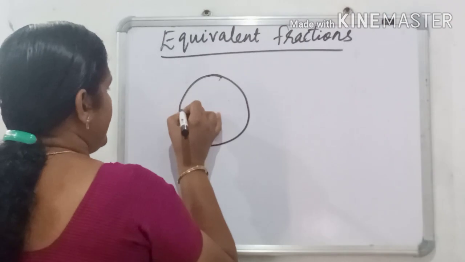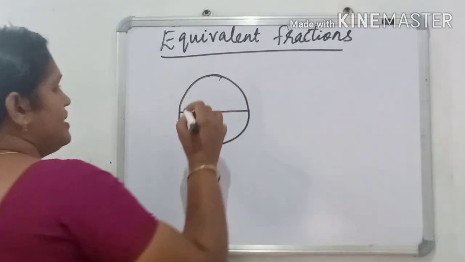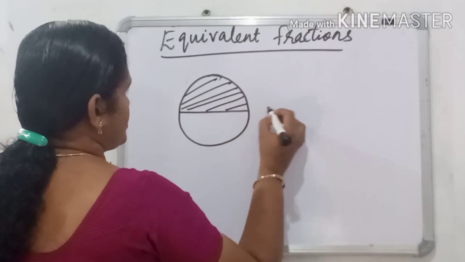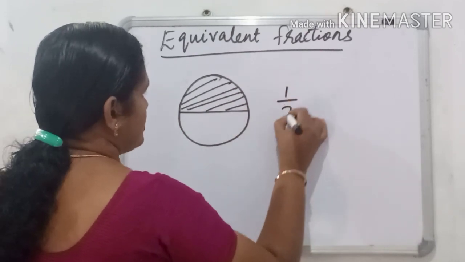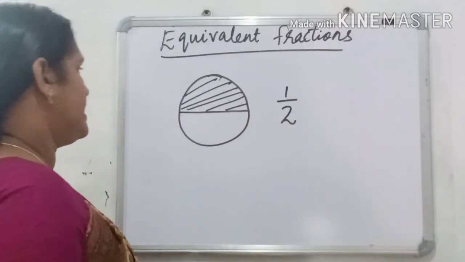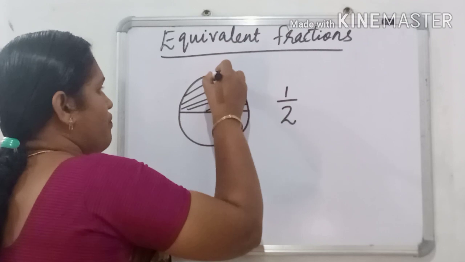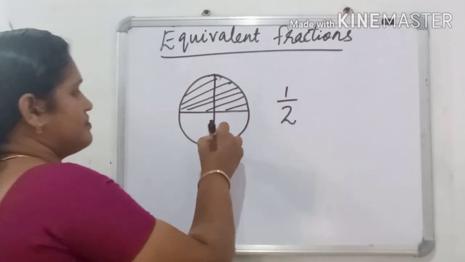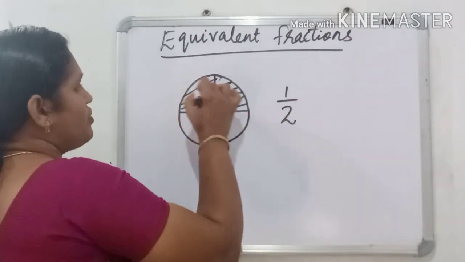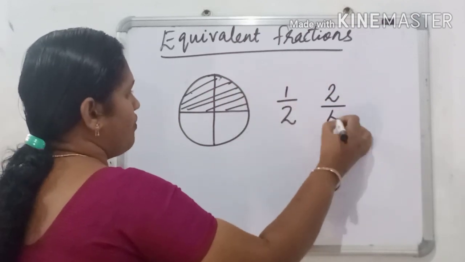Okay? It is divided into two equal parts. Clear? This shaded portion represents the fraction 1 by 2. Then again I divided the same circle into 4 equal parts. Clear? The shaded portions represent the fraction 2 by 4.